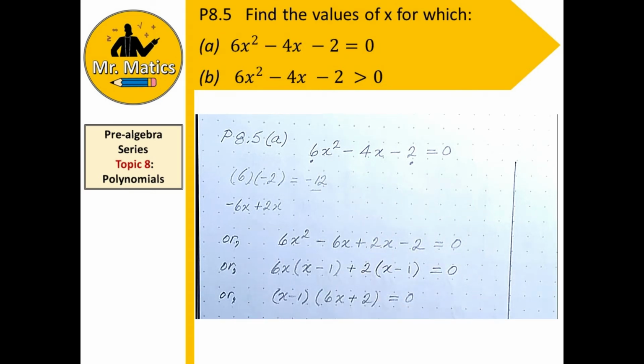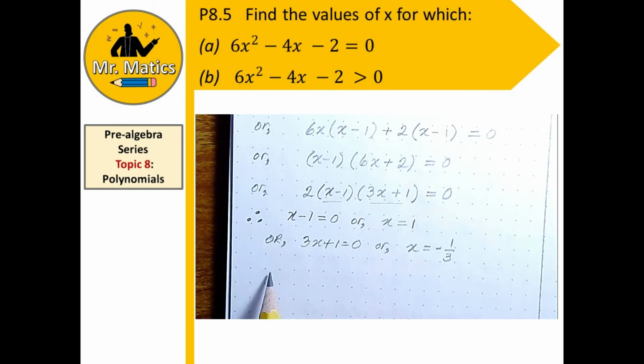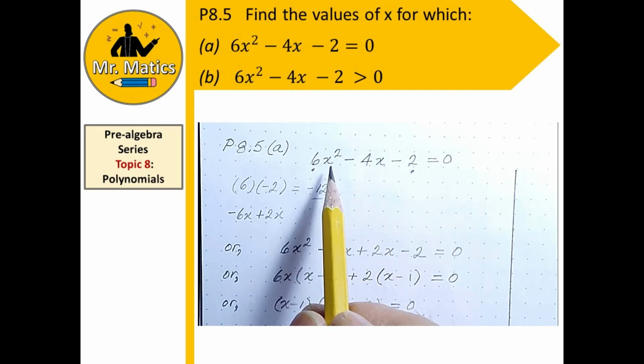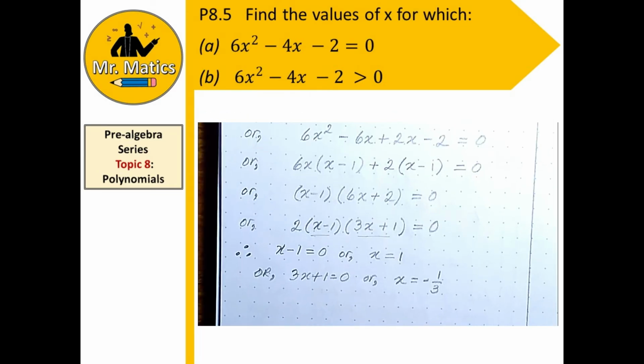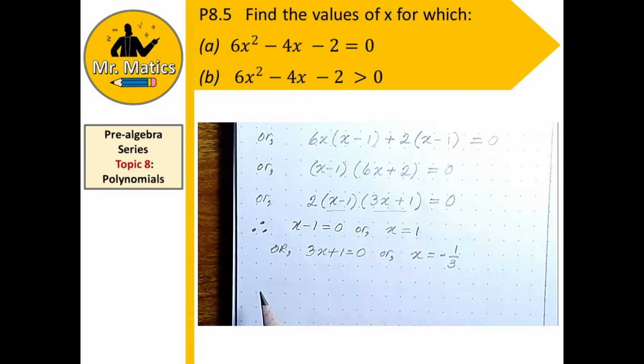Let's write it down. It's easier to write it down because it's a fraction. 6 times minus 1/3 squared minus 4 times minus 1/3 minus 2 equals, now minus 1/3 squared is 1/9, so 6 over 9, which is 2 over 3, plus 4 over 3 minus 2.